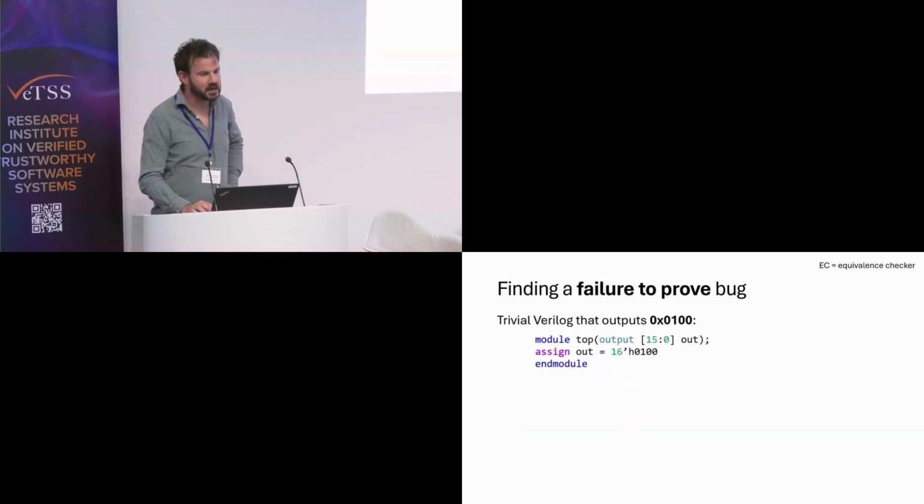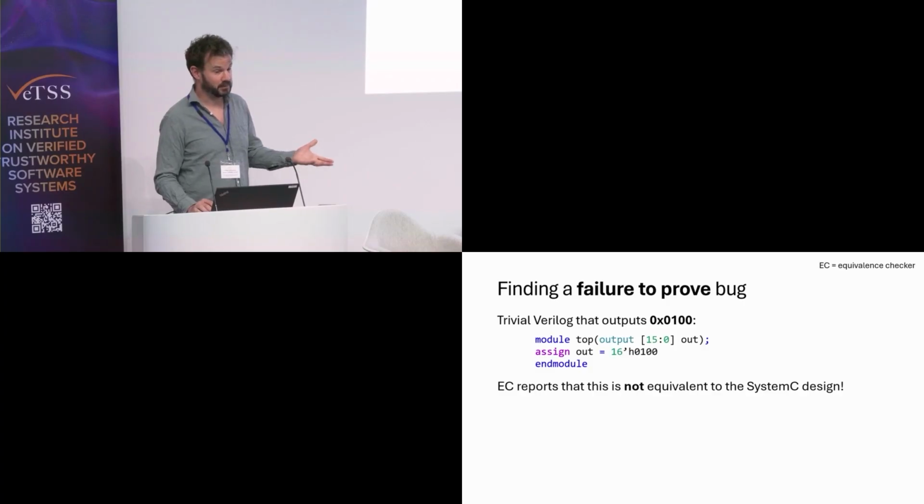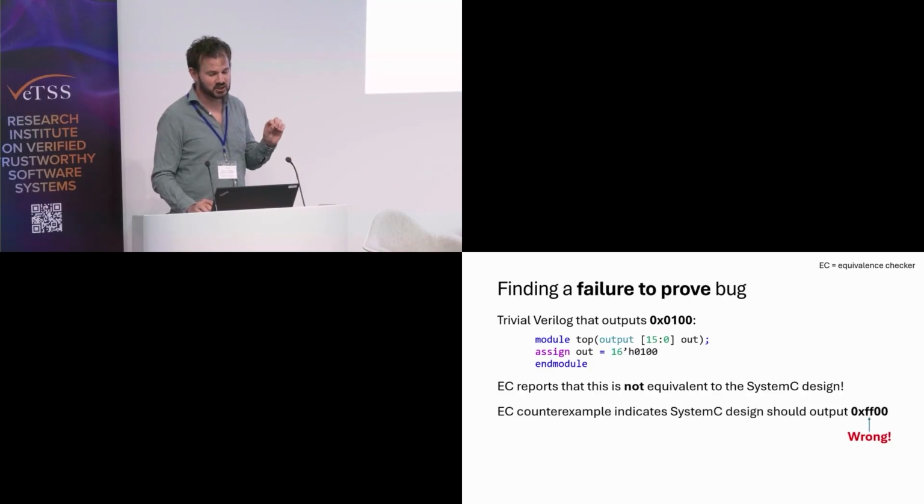What we then do is make a Verilog module that just outputs 0100. So this is a simple module with a 16-bit output, and we say that it gives us the hex 0100. We ask the equivalence checker to prove these are equivalent, and it fails because it's buggy, and actually indicates in its counterexample that the SystemC design should have output 0F00. There's a typo on my slides. It should say 0F00, not FF00.